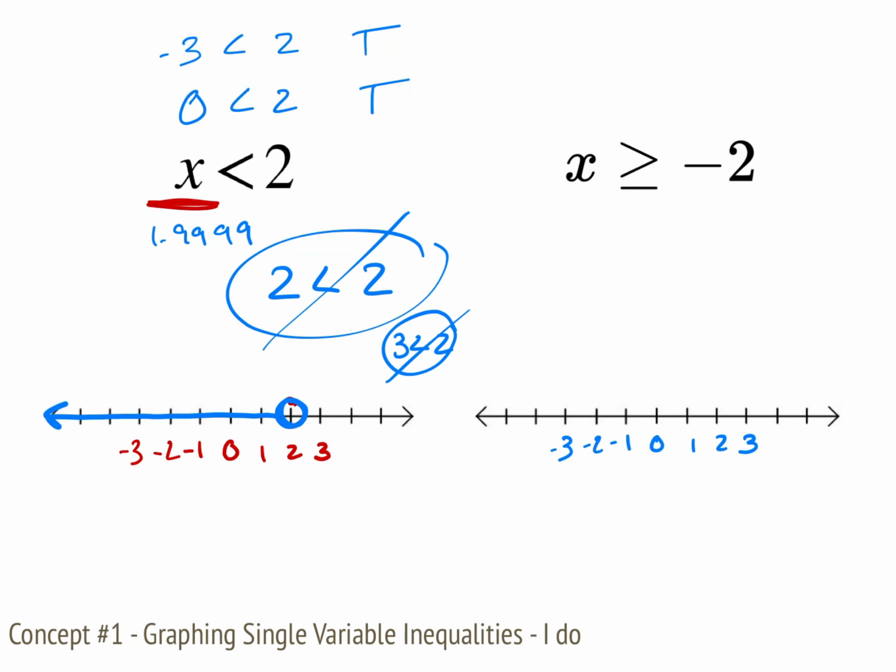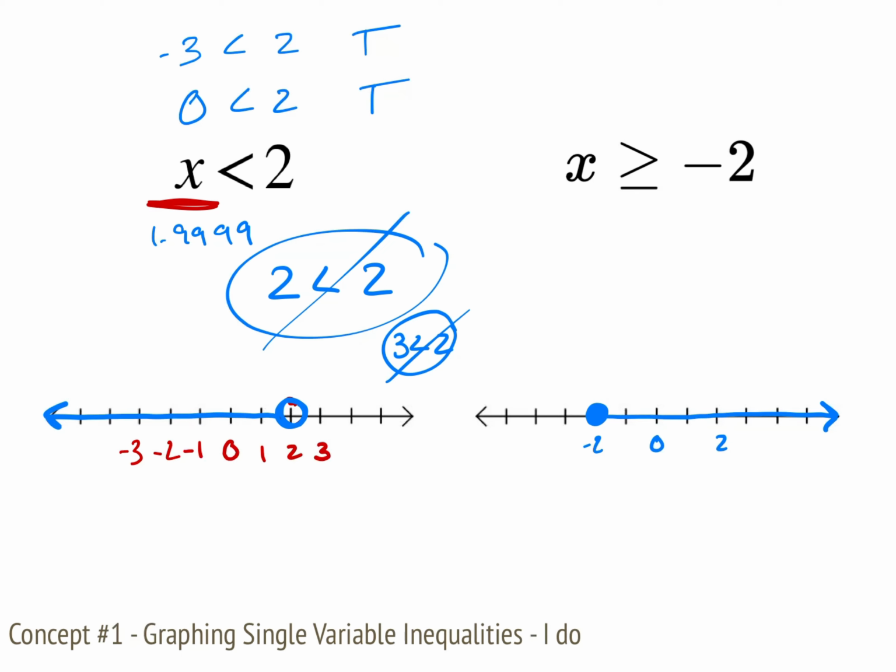And you could actually, sometimes I just do this. I just kind of fill in the ones that I need to see. Totally up to you. And I got a -2, so I'm going to put a closed dot on -2, because in this situation, -2 could also be a solution.